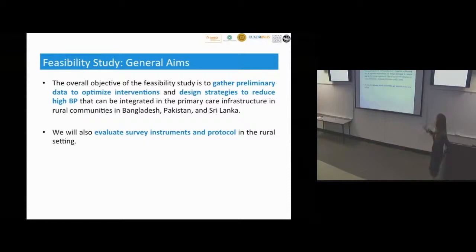That's the question, right? So we have to optimize the interventions and design some strategies that can be integrated in the primary care infrastructure in rural communities in Bangladesh, Pakistan, and Sri Lanka. And we will also evaluate survey instruments and protocol.